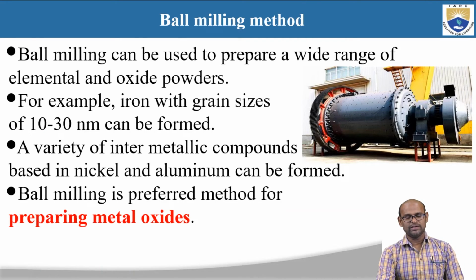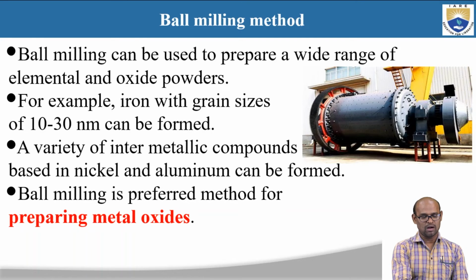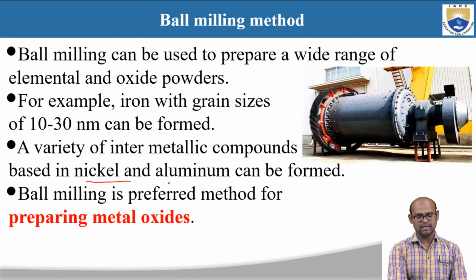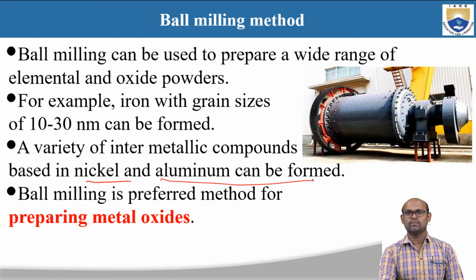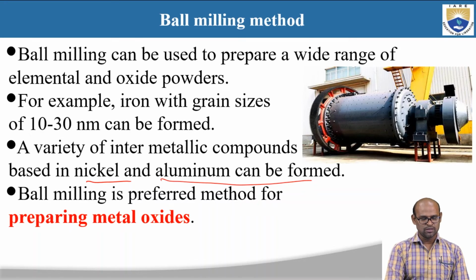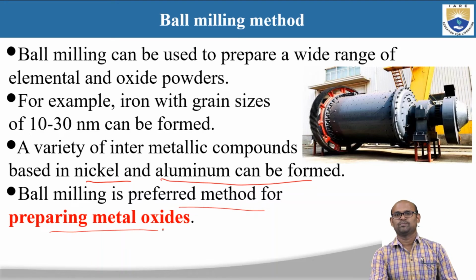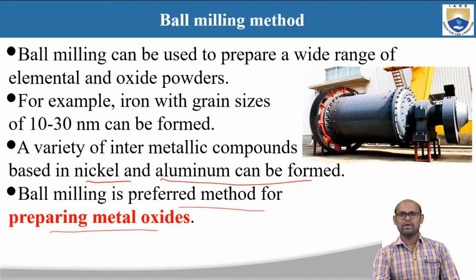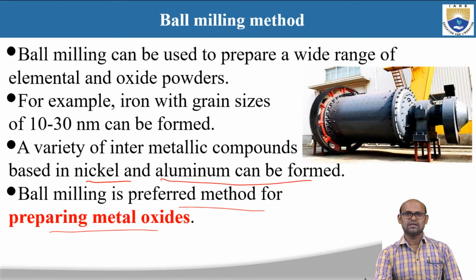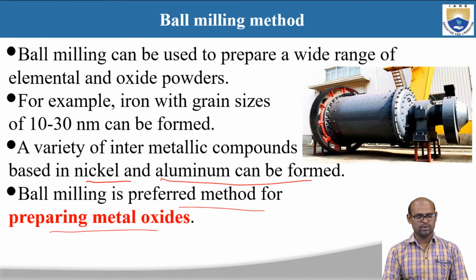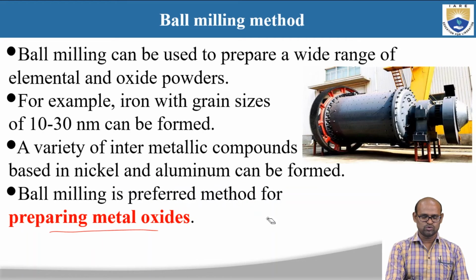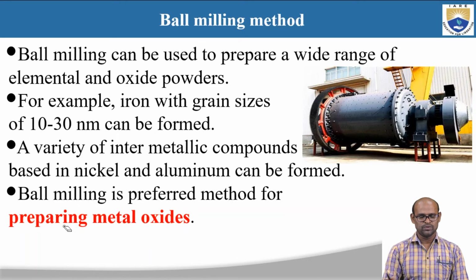A variety of intermetallic compounds based on nickel and aluminum can also be formed using this ball milling method. Ball milling is the preferred method for preparing metal oxides. If we want to prepare any metal oxide powders, we can use this method, and we can prepare grains of around 10 to 30 nanometers, small nanocrystallites.